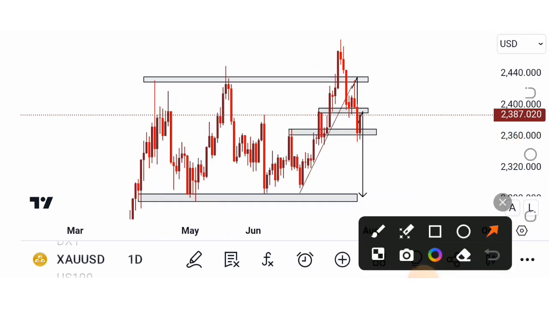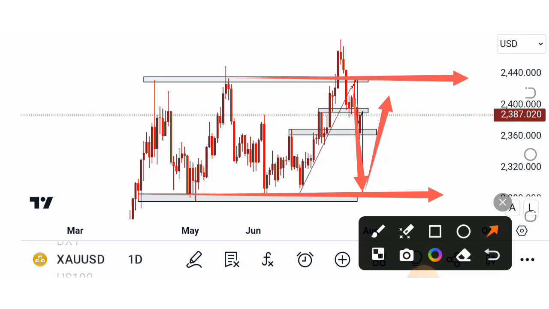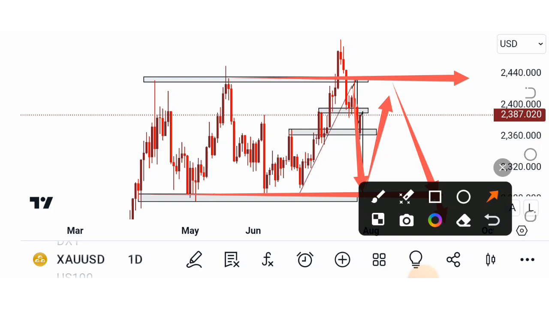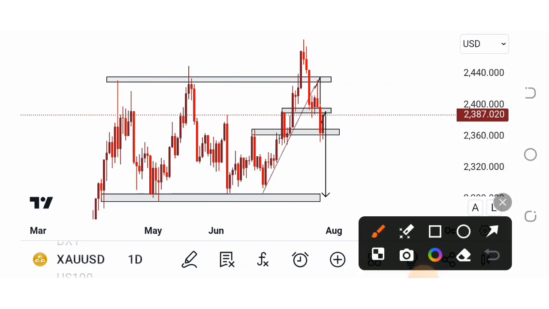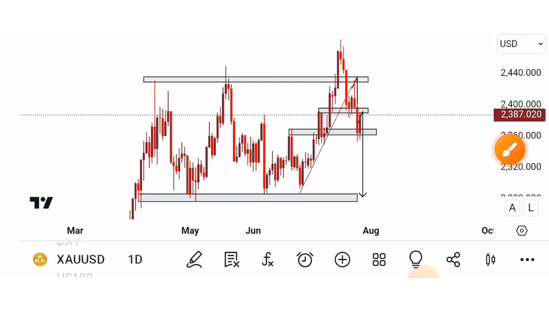So for me, I'm going to sell this market back to the support, and when we reach the support, I'm going to look for buys, and then again look for sells, and whichever direction the market breaks. If it breaks below, then it would mean for me the market is bearish, and if it breaks above, then it would mean the market is bullish. That's all I have on this market.